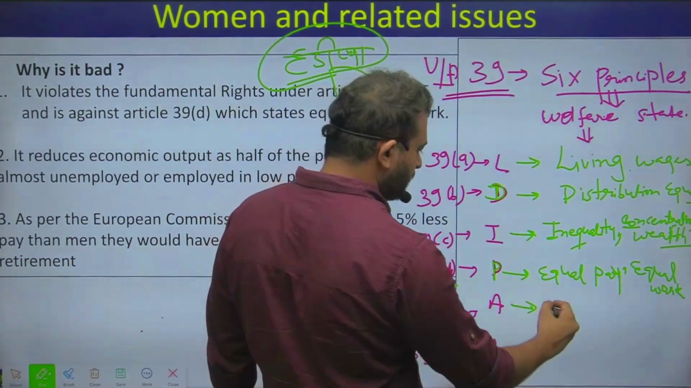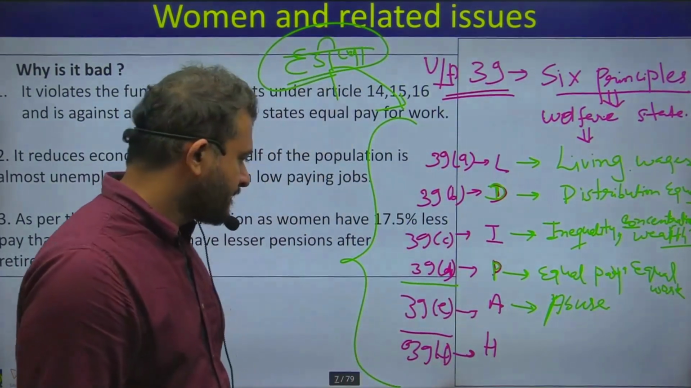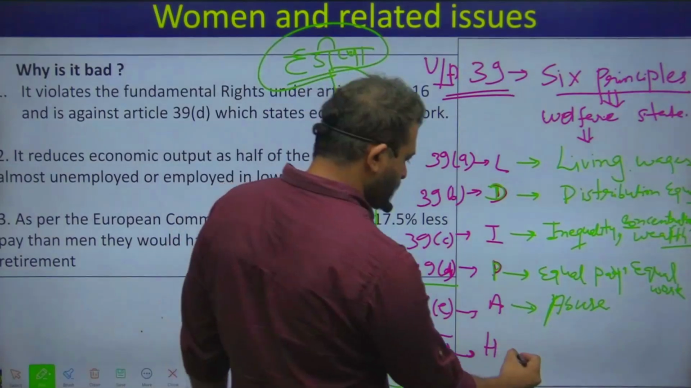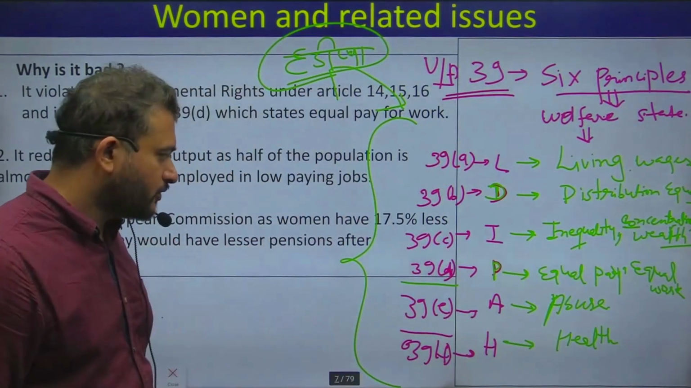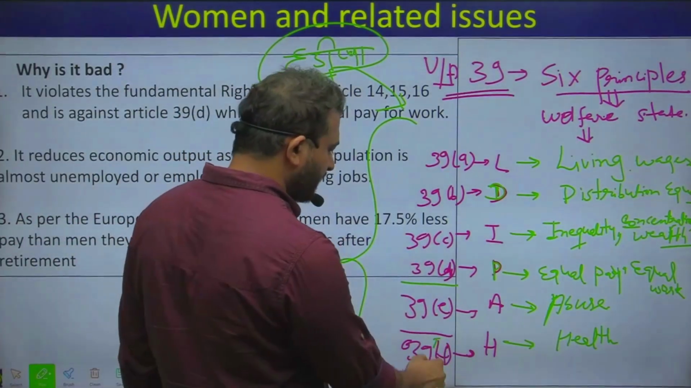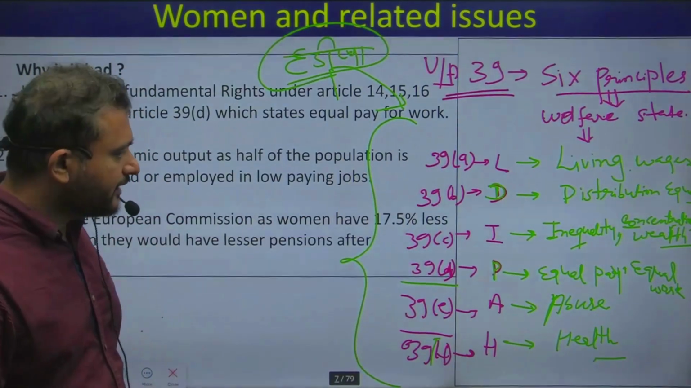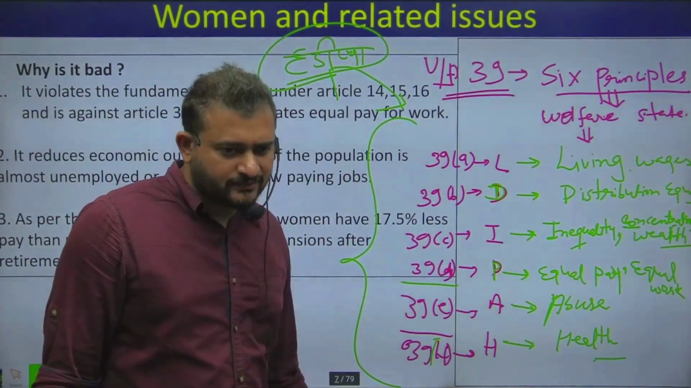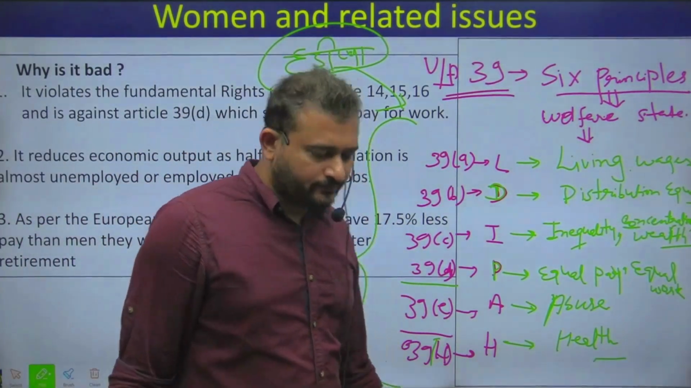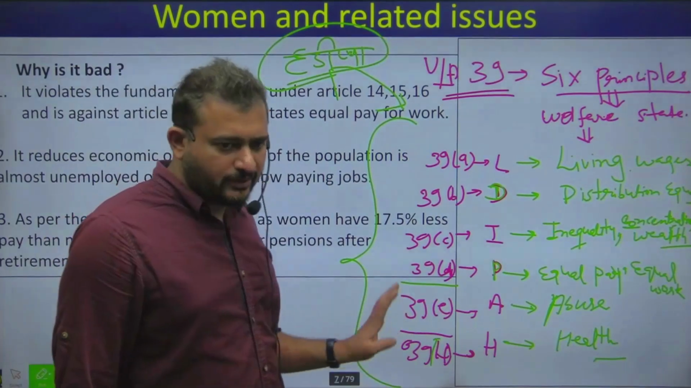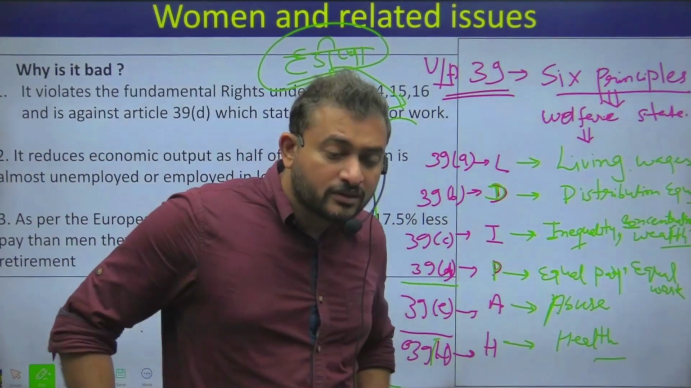P is for protection from forceful abuse, and this is for health, providing proper infrastructure for health. So these are the principles under Article 39, six principles that a welfare state should implement in society. Okay, are you able to memorize that now? Yeah.